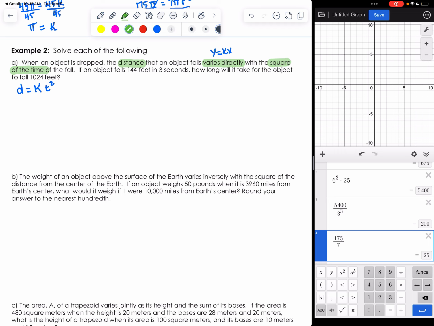Now use your given information to find k. We know the distance it falls is 144 feet in 3 seconds. So I'll put a 144 for the distance, and I'll put a 3 for the time. So 3 squared is 9, so 144 equals 9k. Divide both sides by 9.